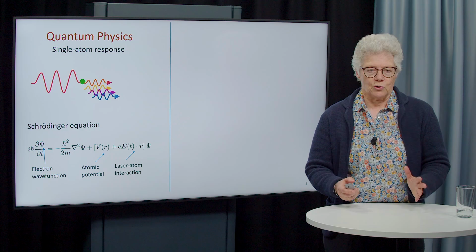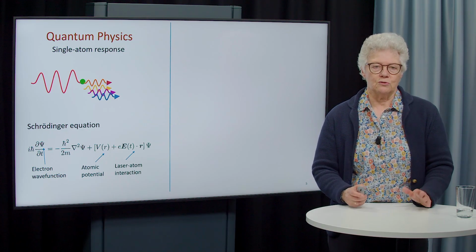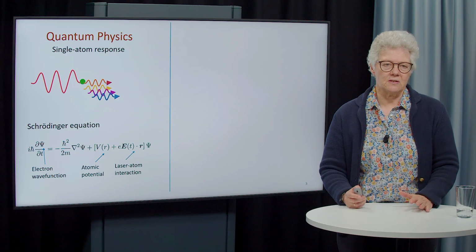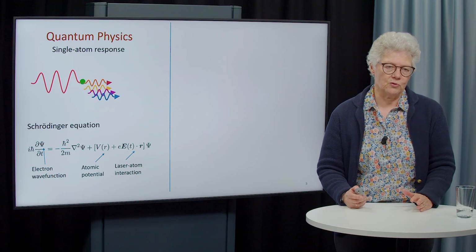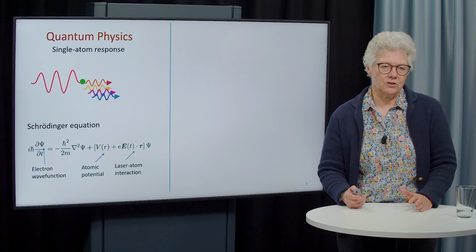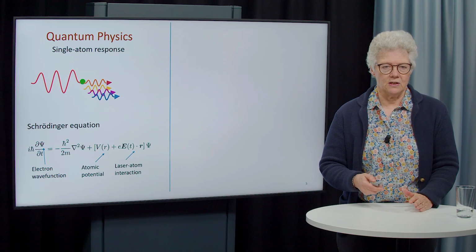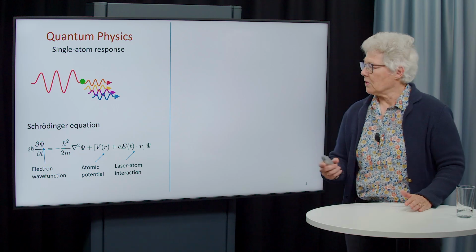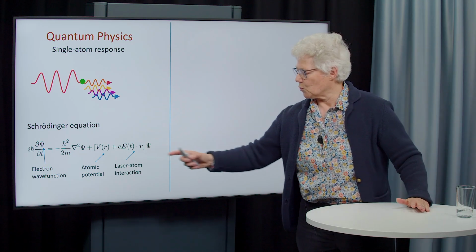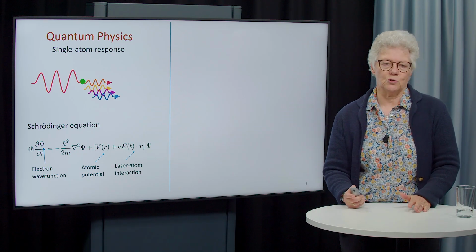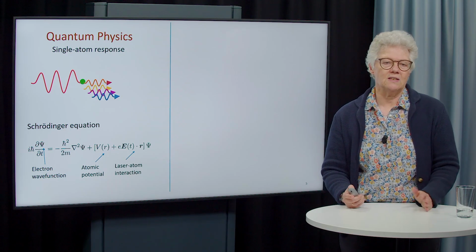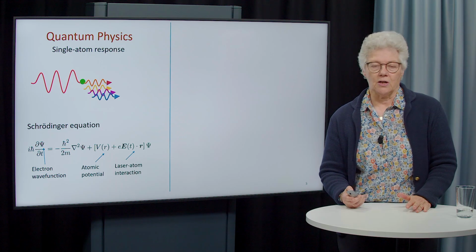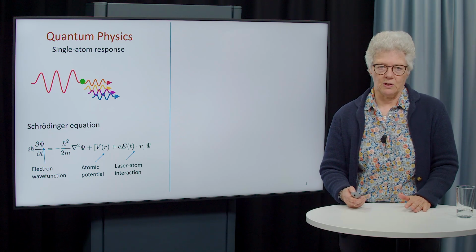This process is in between two physics topics. One is quantum physics, which describes the single atom response, and which is described by the Schrödinger equation, which you can see on this slide. In the second term, you have the atomic potential and the laser-atom interaction. You can write this laser-atom interaction using a classical field and using the dipole approximation.